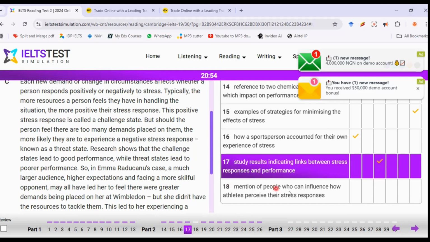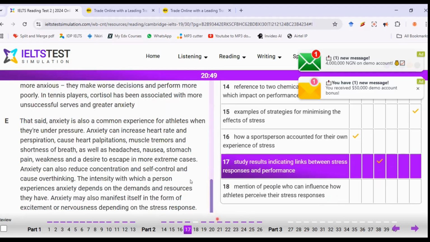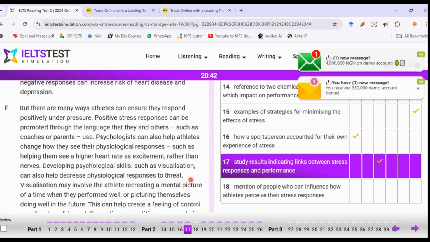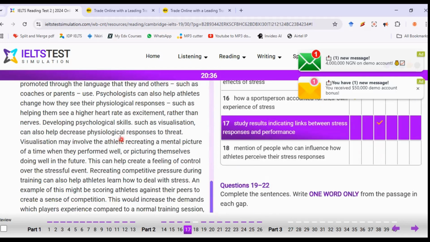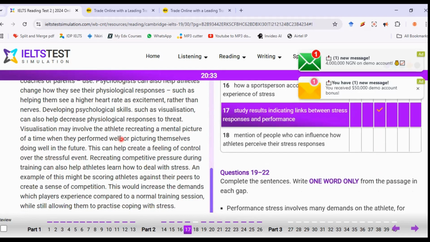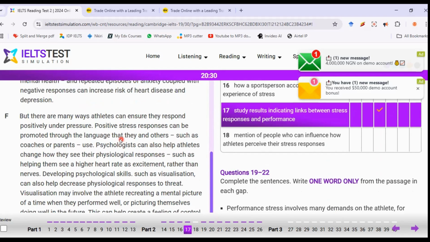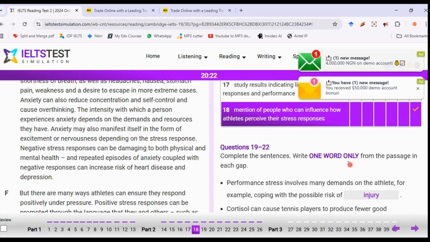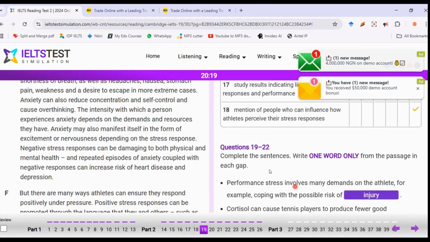Number 18, mention of people who can influence how athletes perceive their stress, that's psychologists. Psychologists can influence it. Where is this place where they mention psychologists? Look at it here. Psychologists. So I'm going to pick psychologists. That's paragraph F. Paragraph F for number 18. So I've solved everything now. Let me move on to the next passage.